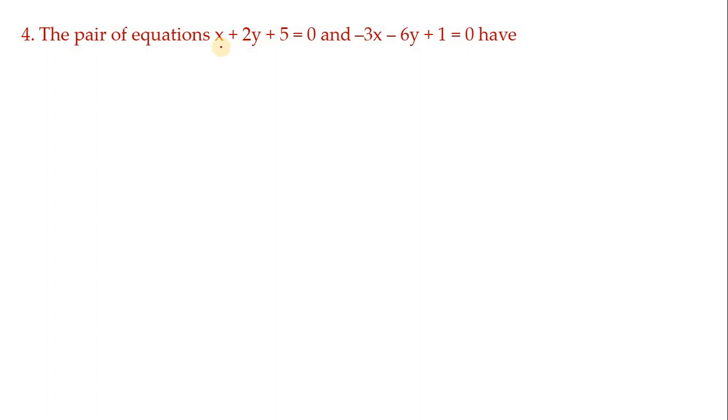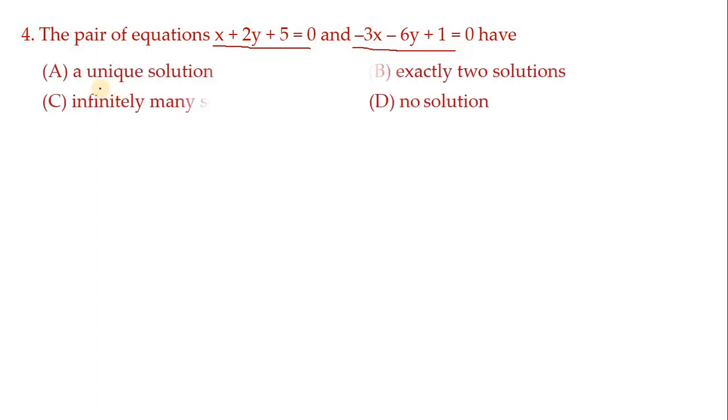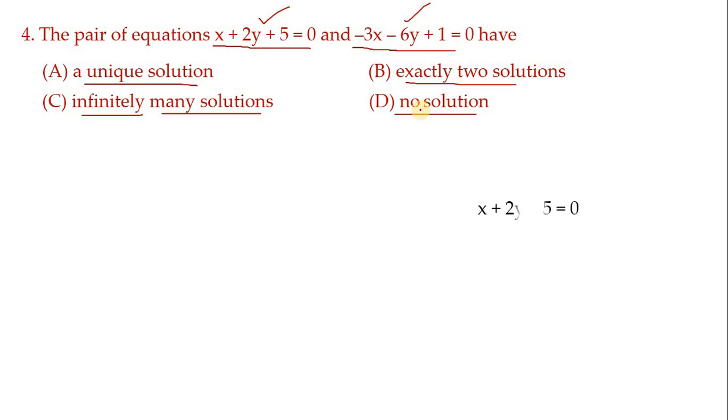The pair of equations x plus 2y plus 5 equals 0 and minus 3x minus 6y plus 1 equals 0 has the options: a unique solution, exactly 2 solutions, infinitely many solutions, and no solution. So first consider the equations. Before that, check whether these are in standard form or not. So this is in standard form and this is also in standard form. Now consider both the equations and let us find the ratios.